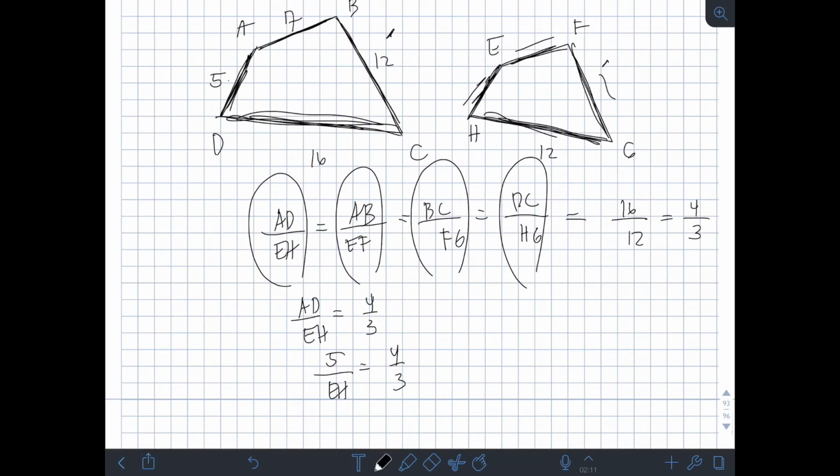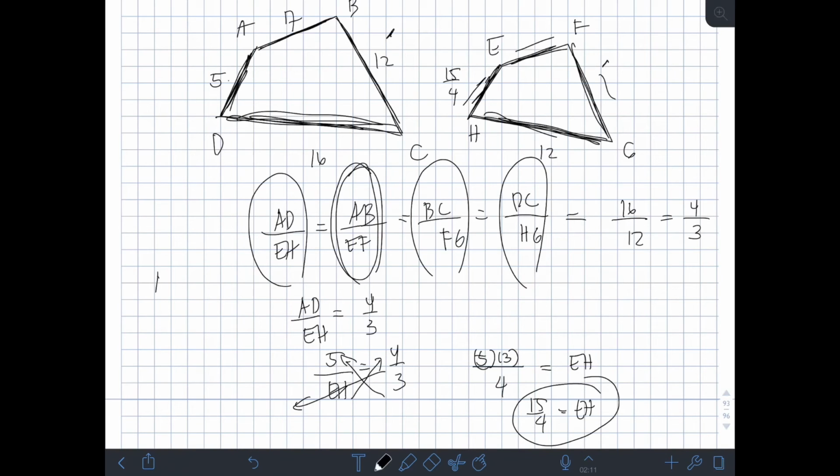So, cross-multiply na lang. Cross-multiply si H sa taas. Cross-multiply si 3 sa taas. Cross-multiply si 4 sa baba. So, we have 5 times 3 over 4 is equal to EH. Or ilan yan? 15 over 4. Okay? So, EH is 15 over 4.